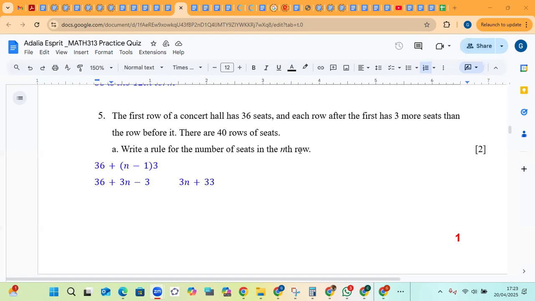Now, if you read again, it says the first row has 36 and each row after has 3 more seats. So that seems to be an arithmetic progression because that 3 is a common difference of seats between the rows. Before we move forward, let us go to where we can get help for a question like that.